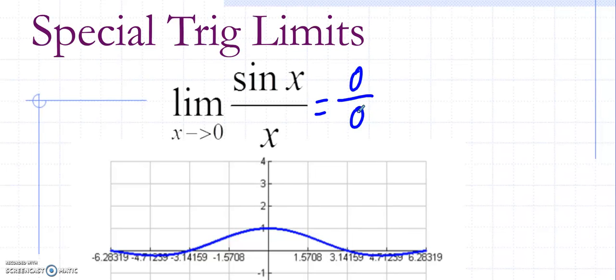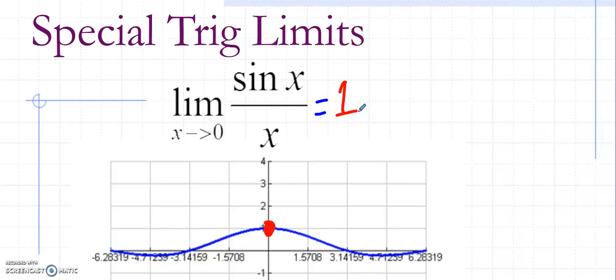And then also we looked at it graphically. And clearly I can see that on the graph, it looks as if from the left and from the right, it is approaching a height of 1. So I know that the limit is not indeterminate. It actually has a value, and that value is 1.